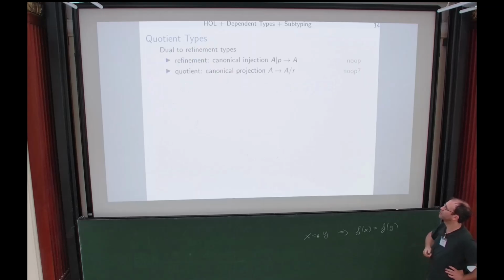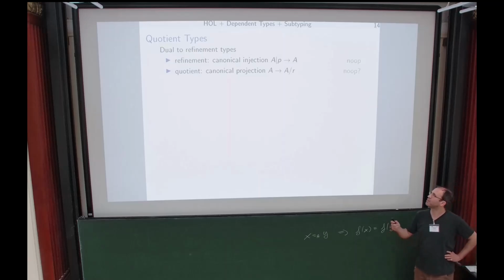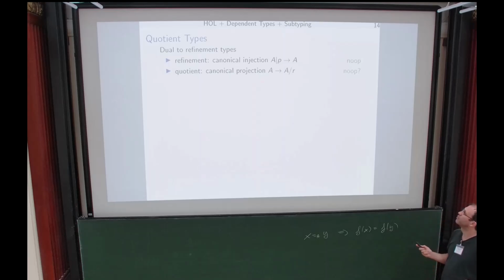Similarly for quotients, so first of all, in case you have never thought about that, you should understand that quotients and refinements are dual constructions. The intuition to keep in mind is that if you have a refinement, you have a canonical injection from the refinement into your base type. And if you have a quotient, you have a canonical projection from your base type into the quotient. So this canonical injection is usually a no-op in implementation, because we're reusing the elements of A as representatives of the elements of this subtype.